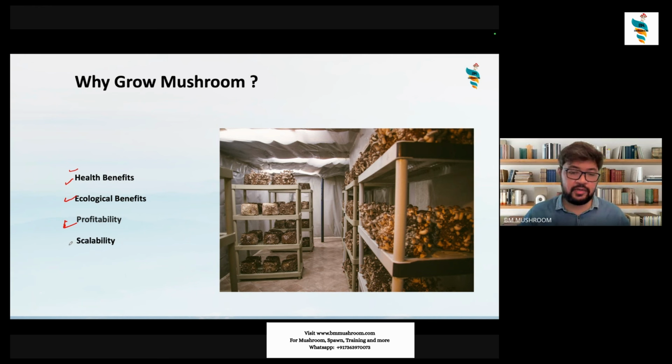Then the profitability. See, mushrooms are highly profitable. Why? Because we are growing it on waste. We can directly say mushrooms are nothing but waste to wealth. Whenever we are using any waste, be it paddy straw, sawdust, or any other thing, or any compost, we are utilizing that waste which might otherwise have been burned or dumped. So we are using the waste and creating a highly profitable, nutritious product. So mushrooms are highly profitable in that sense.